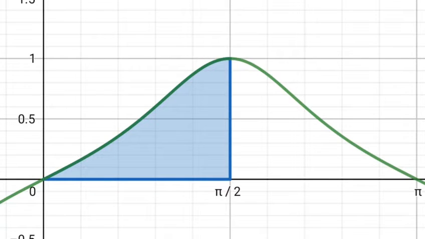On the screen, we have the curve given to you in green color. Now, under this curve, and between 0 and pi by 2, which is along the x-axis, we have a region given to you in blue color. And this region is the area which is under the curve and between 0 and pi by 2.